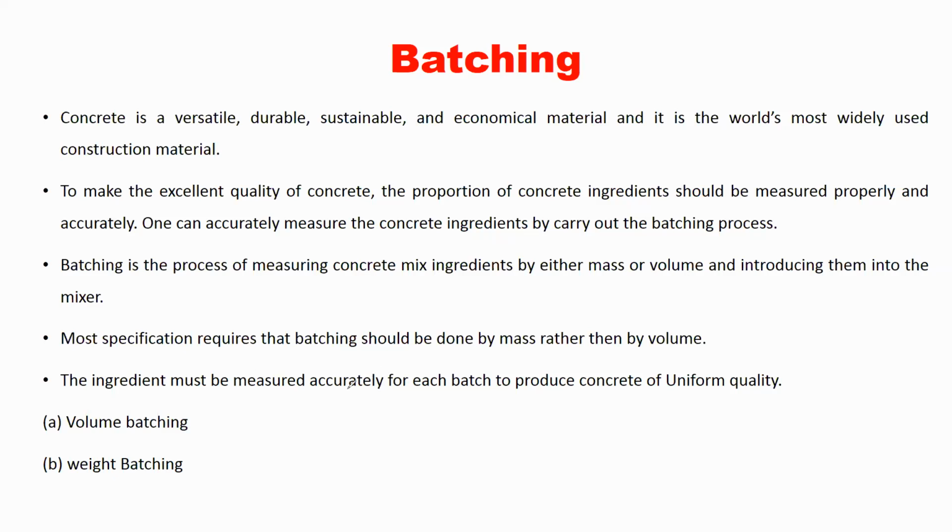The ingredients must be measured accurately for each batch to produce concrete of uniform quality. Suppose you need 100 meter cubes of concrete. A huge quantity of concrete is required. So 100 meter cube of concrete you cannot prepare at once. You will prepare the concrete batch by batch. First, you will prepare the concrete for 1 meter cube, then you will send it to its final position. Then again you will mix another 1 meter cube.